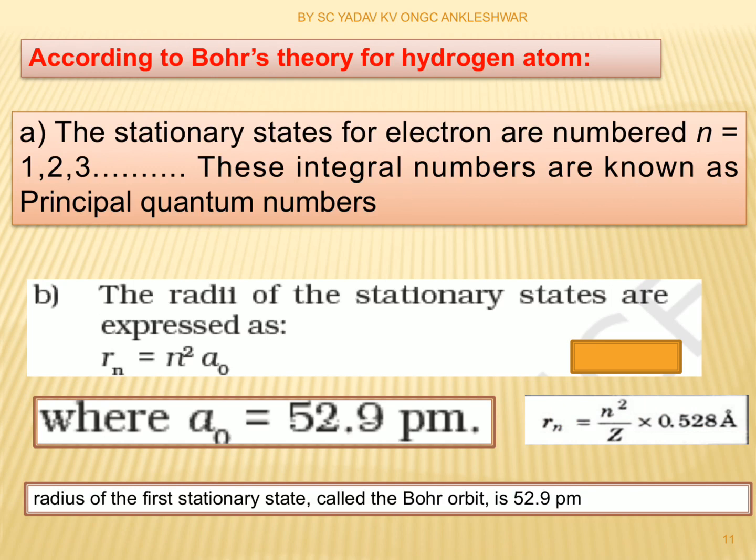Is it clear? Now this is the general formula: Rn is equal to n square by Z into 0.529 angstrom. Now the angstrom and picometer, what is the difference? 1 angstrom is equal to 10 to the power minus 10 meter, and 1 picometer is equal to 10 to the power minus 12 meter. So when picometer is converted into angstrom, you will get 0.528 or 0.529 angstrom.